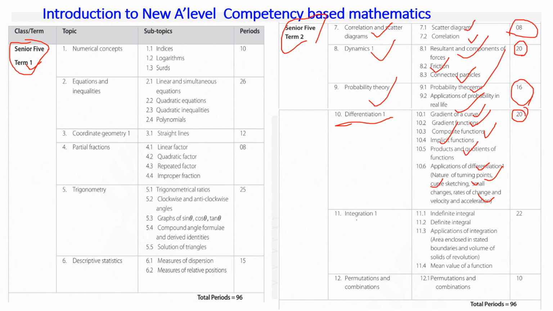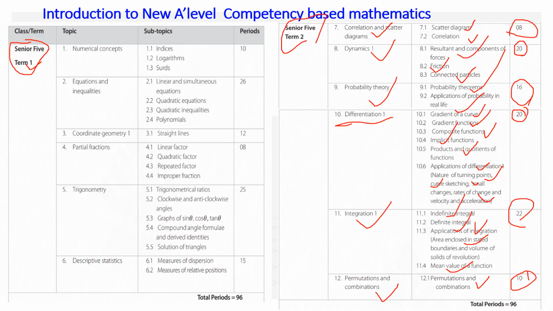We shall move to integration 1. Definitely we shall talk about indefinite integral, definite integral, application of integration, area enclosed in a stated boundary or volume of solids of revolution, then the mean value of a function. So this will take us 22 periods. We shall move lastly to permutations and combinations, a gross period of 10.